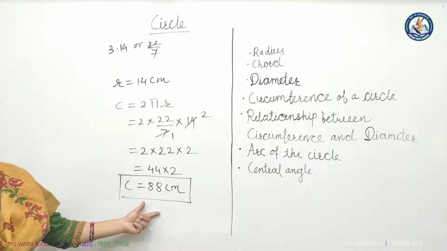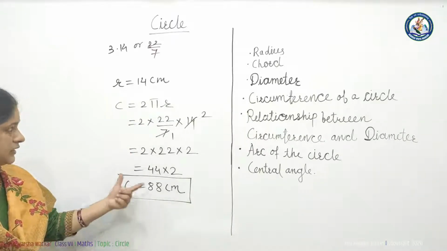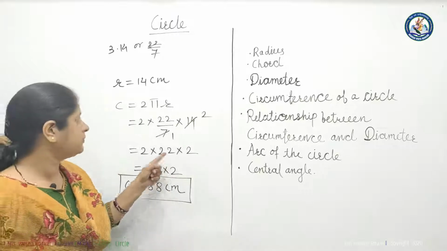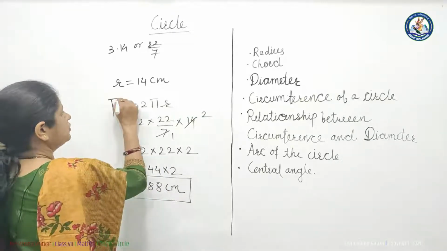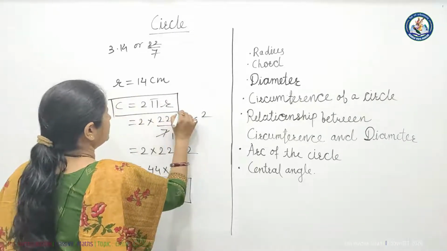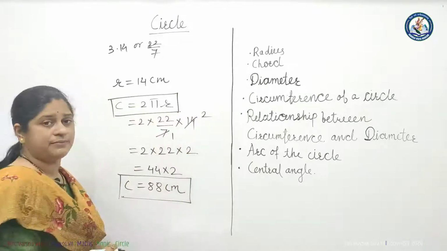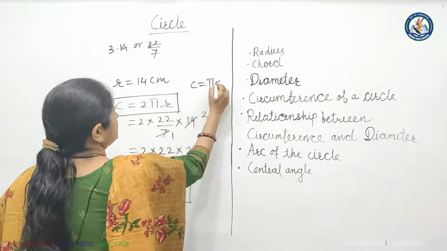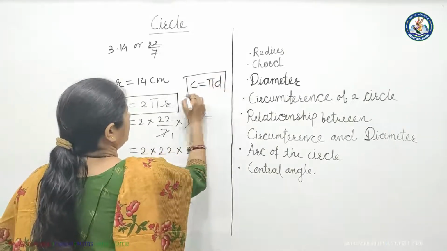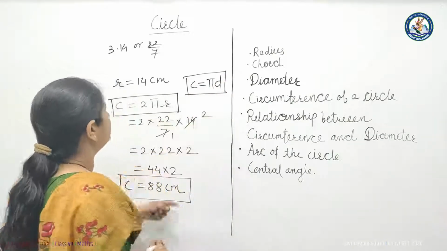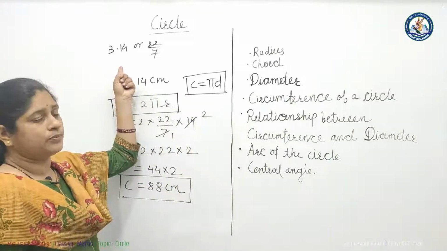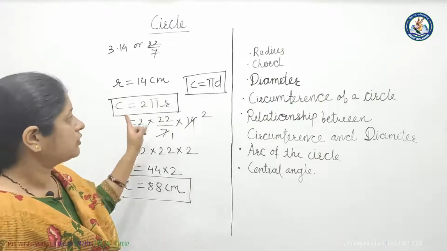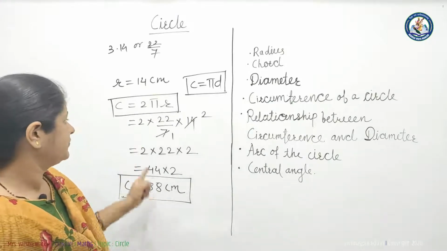In this way we can calculate the circumference of the circle. In this way we can solve the problems based on the formula C is equal to 2 pi r. This is the standard formula. But if sometimes the diameter is given, in that case we can use the formula C is equal to pi d, where pi is a constant and the approximate value of pi is 3.14 or 22 upon 7. This is all about the circumference of the circle.